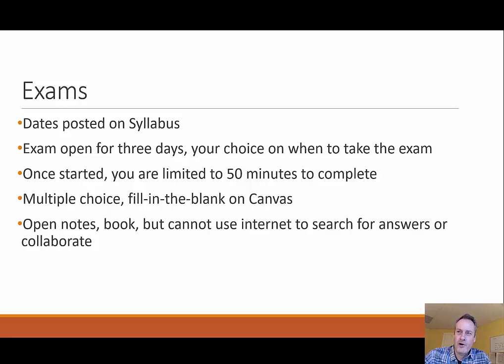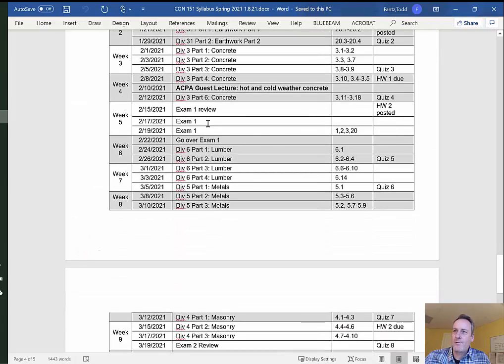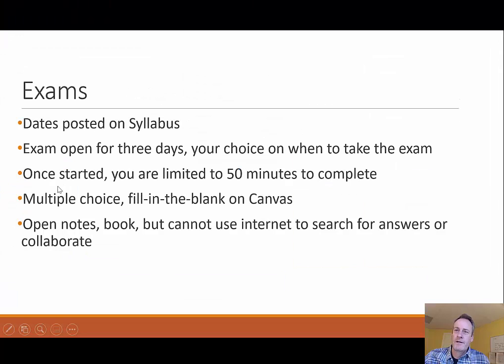They are open for a number of days, 3 days, and you can choose when to start the exam. Looking at our syllabus, I see exam 1 opens 2/17, closes 2/19. That means you'd have any time that Wednesday, that Thursday, or 2/19, which is Friday, any of those 3 days to take the exam, right? But once you start the exam, you only have 50 minutes to complete it.